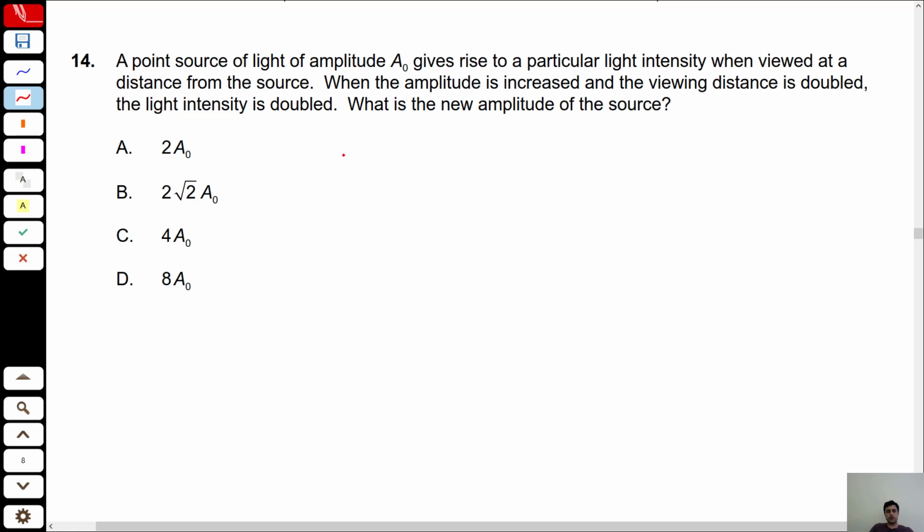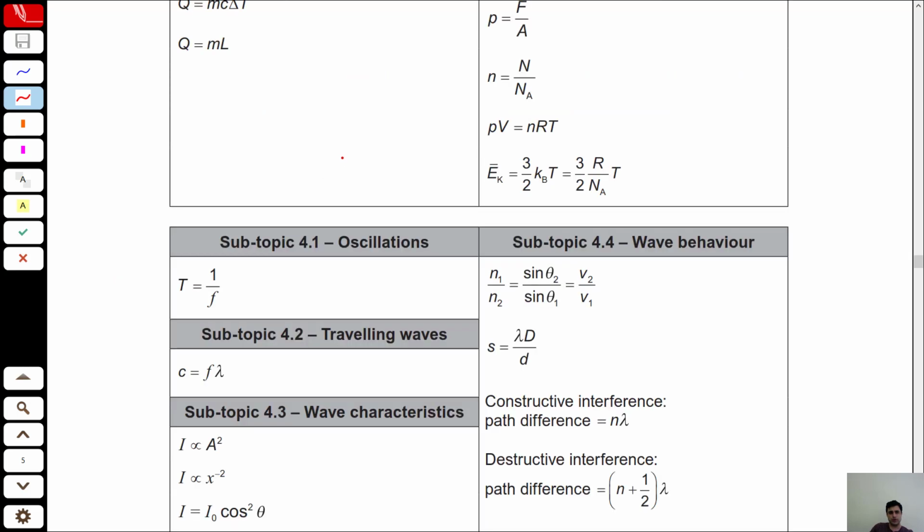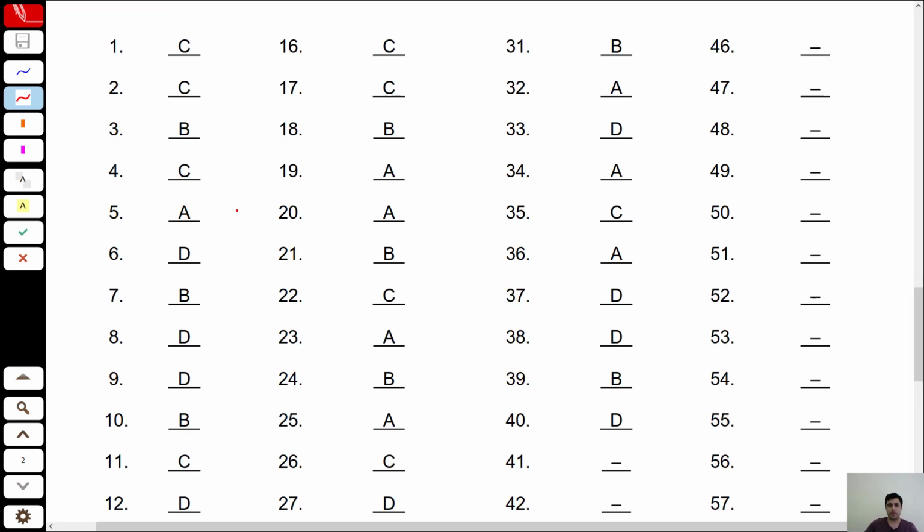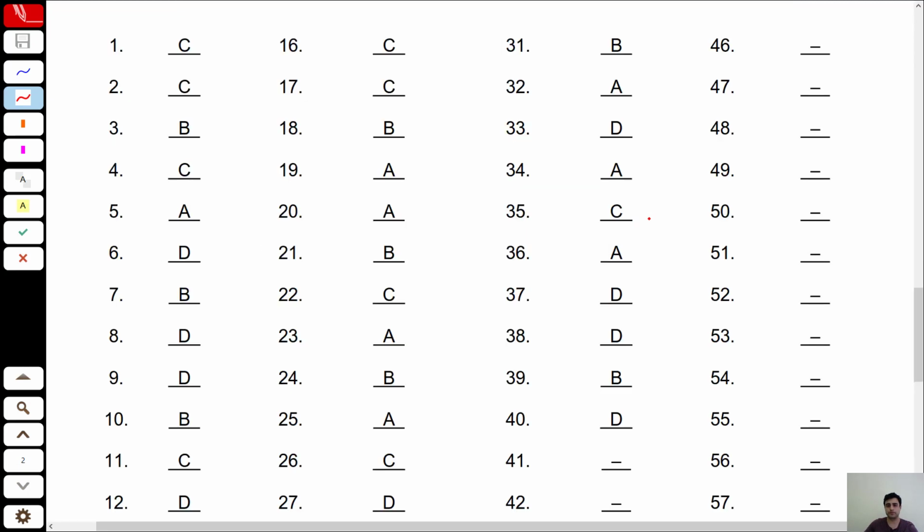Okay. So here we have to use two equations from waves. The intensity is directly proportional to the square of the amplitude, and the intensity varies inversely proportional to the square of the distance away from the source.